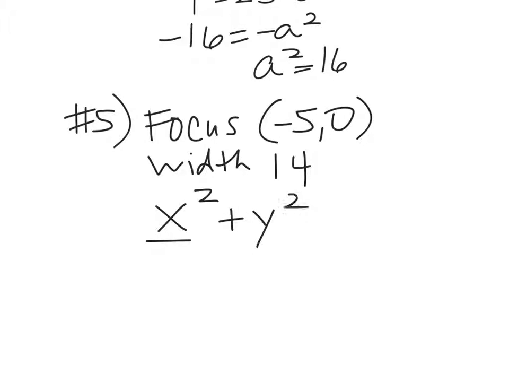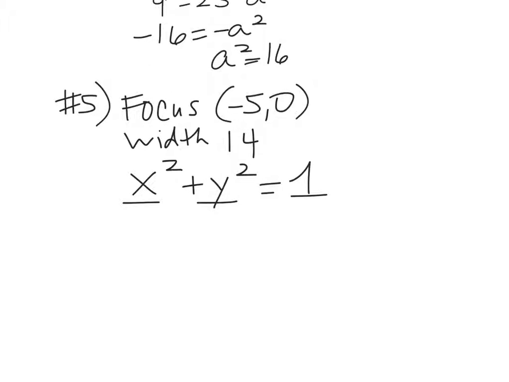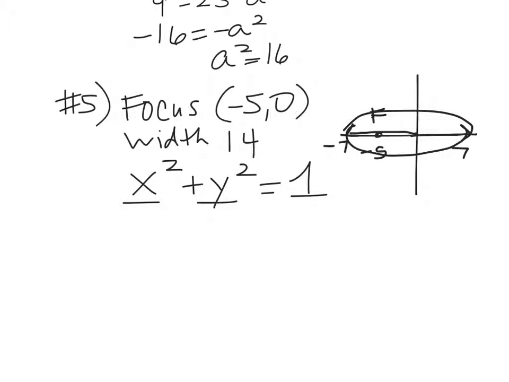X squared over something plus y squared over something equals 1. Okay, here we go. Once again, if you want to draw a picture, go ahead. It might help you. So one of our foci is at negative 5, 0. And the width is how long? Going this way. Width, height, and width. So the width is 14. So how far would I go in each direction? 7. Very good. So that's what my ellipse would look like, something like that.